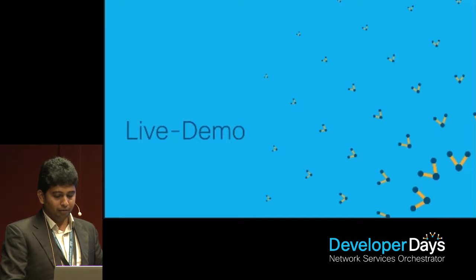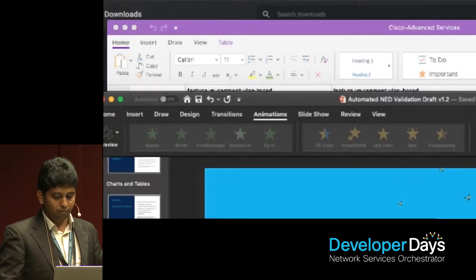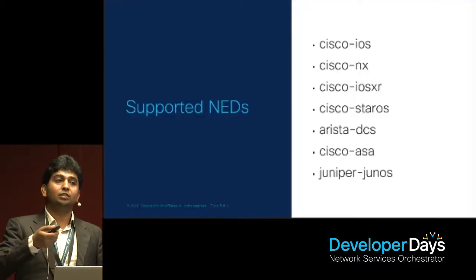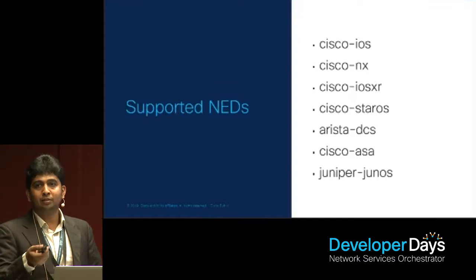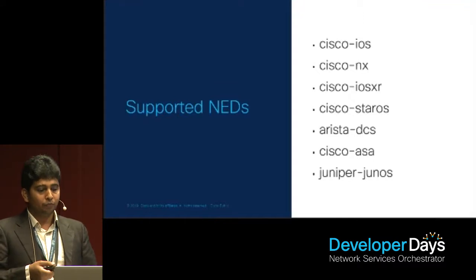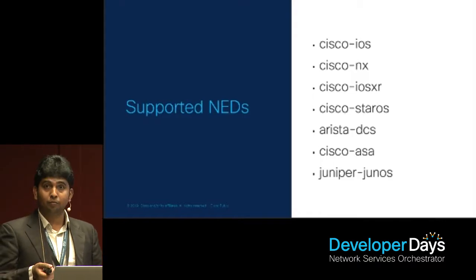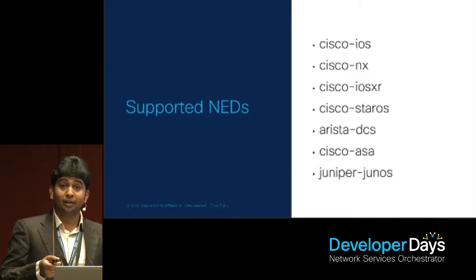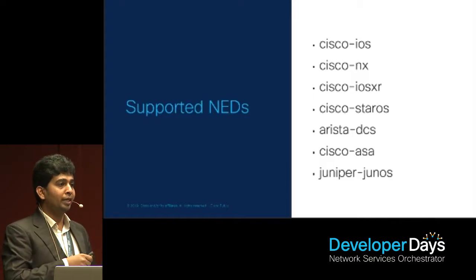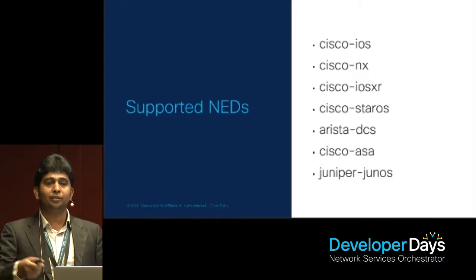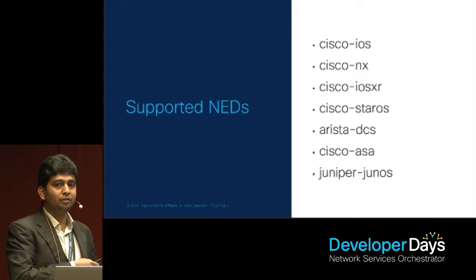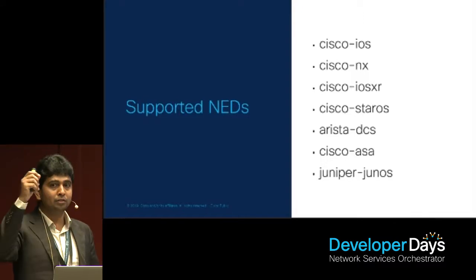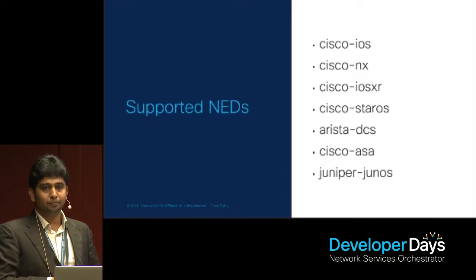Now going back to the slide, what NED types or device types do we support today? We support IOS, Nexus, IOS XR, StarOS, Arista EOS, Cisco ASA, and Juniper Junos. All these types of configurations can be validated. Even if you have 1,000 lines of configuration, you just copy paste it here, and you'll be able to get it validated in 5-10 seconds. And you can also validate against multiple NED versions, whatever is available to date.